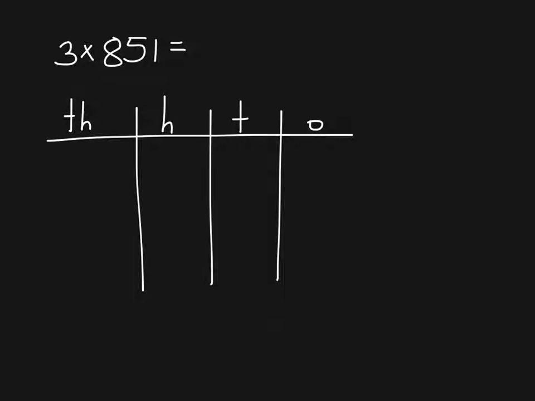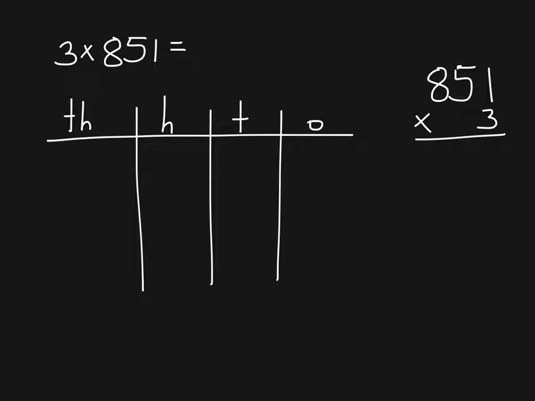This next problem, we're going to use a method that is a little bit different, and it is called the partial product method. So I'm going to start by rewriting my problem vertically, 851 times 3. I can also read this as 3 equal groups of 851. And I'm going to start just with my ones.